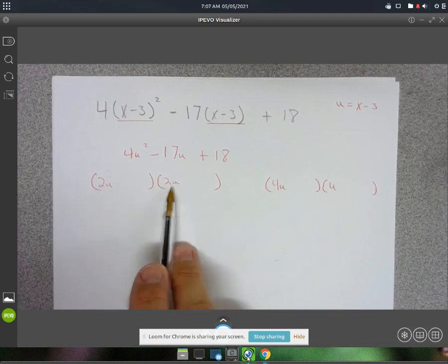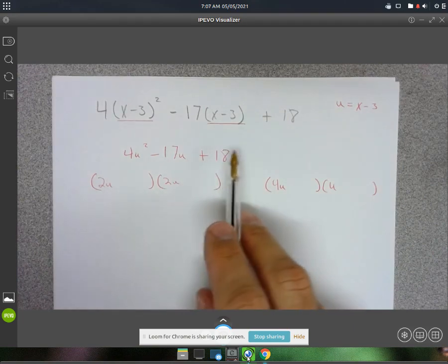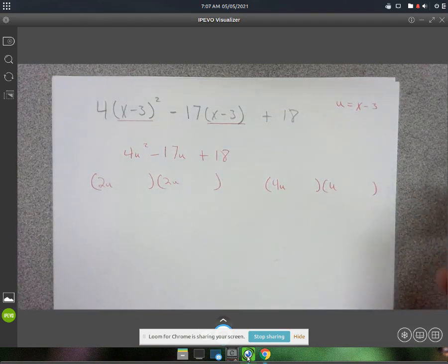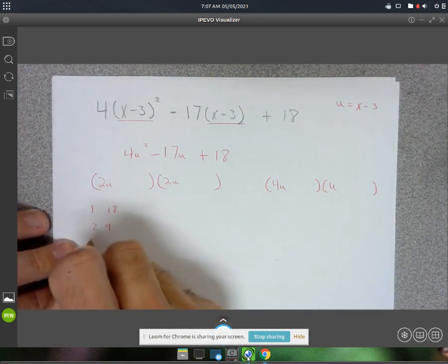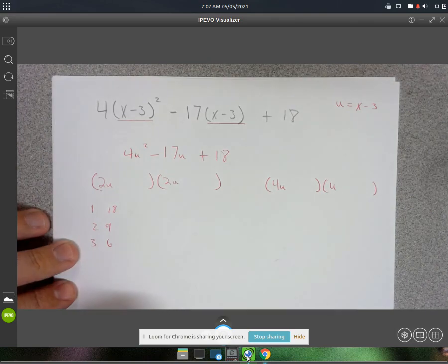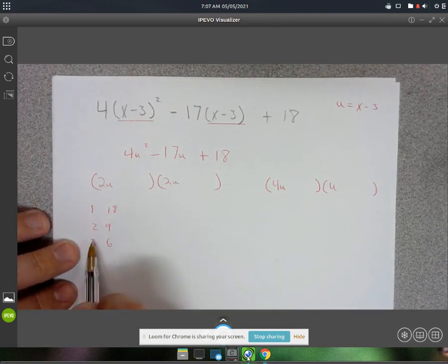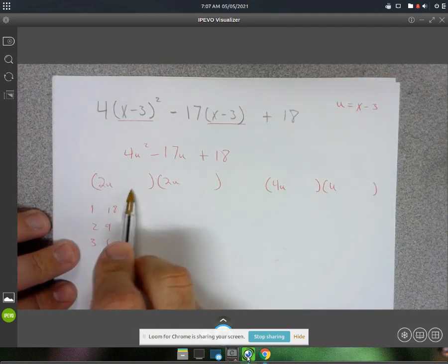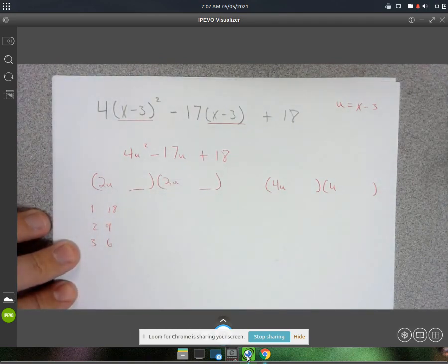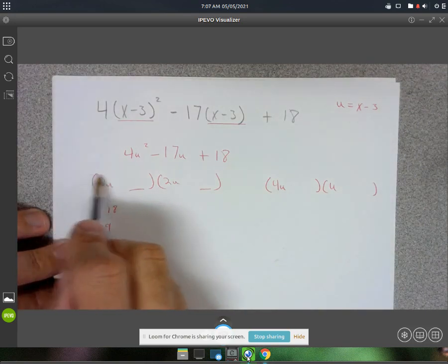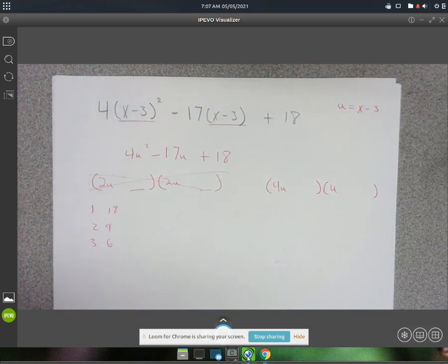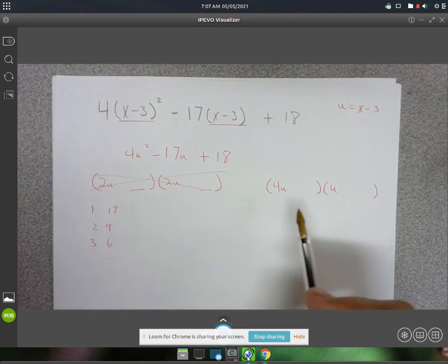Yeah, it cannot be a 2U and a 2U, because if you look at the factors of 18, 2 and 9, 3 and 6, I believe that's it. Every one of these has an even number in it, and I can't put an even number in with a 2U any place. All right, so I know that the 2U option is out. So it's got to be this 4U and this U.